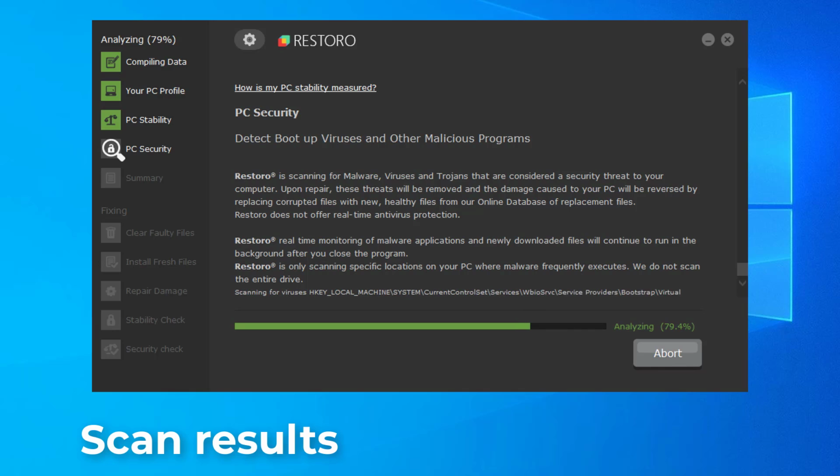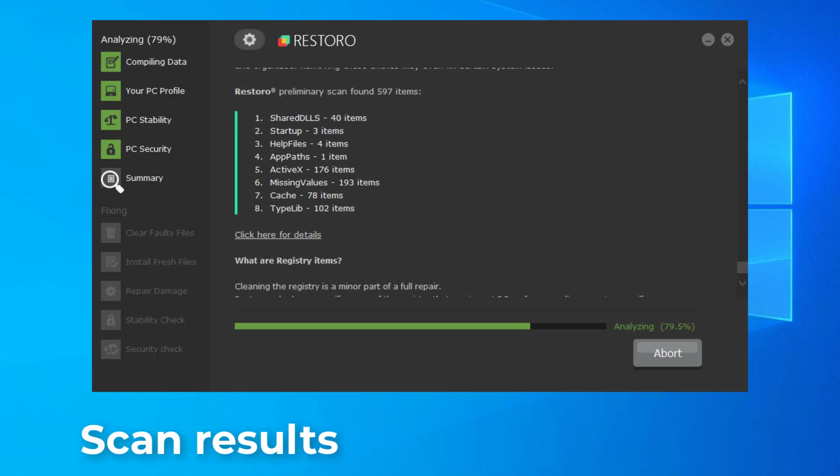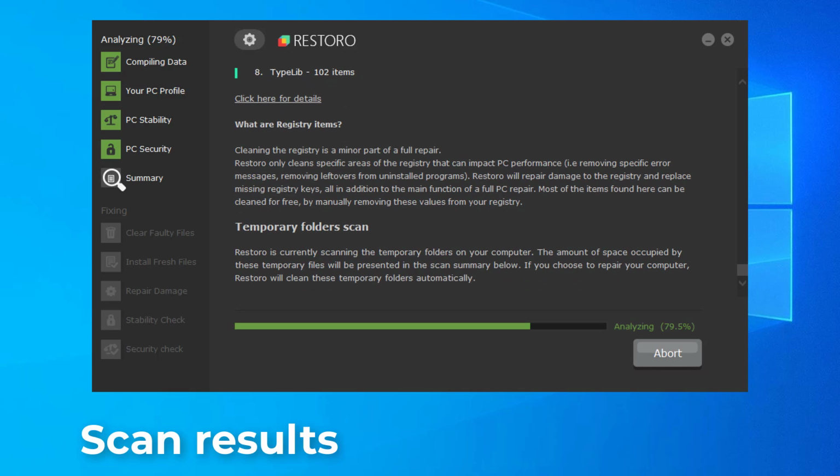Stability scan. The stability scan will identify programs that crash frequently. Security scan. This scan is designed to locate spyware and viruses residing in the most common malware execution locations. The system files damaged by the viruses will be replaced with healthy ones from the online database.